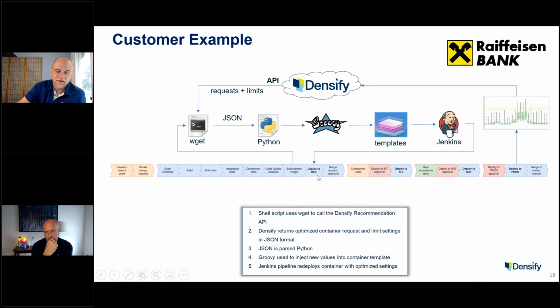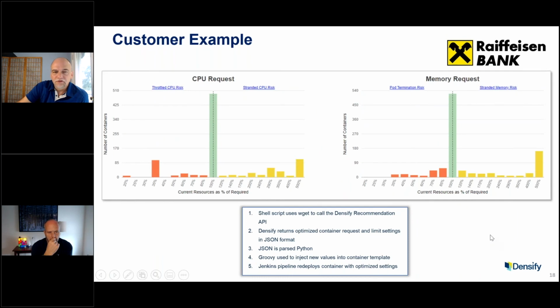They inform change management, but they don't need an actual approval through Jira or ServiceNow. So every time the containers go out, they are optimal. It's a beautiful thing, and they have one of the nicest histograms that we've seen.